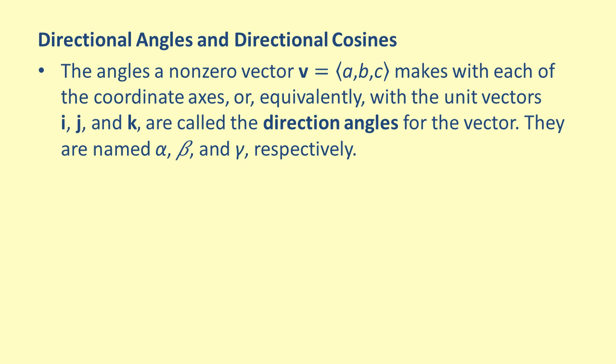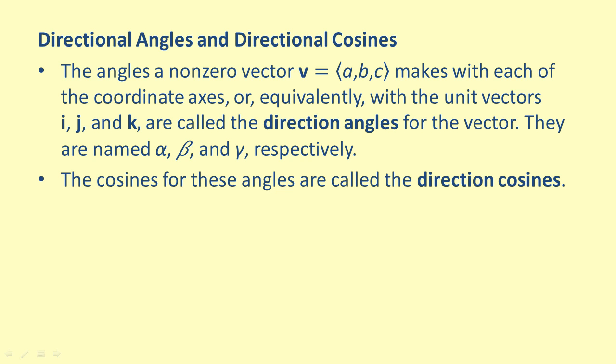Let's define these quantities. The angles a non-zero vector v equals a, b, c makes with each of the coordinate axes, or equivalently, with the unit vectors i, j, and k, are called the direction angles for the vector. They are named alpha, beta, and gamma respectively. The cosines for these angles are called the direction cosines.